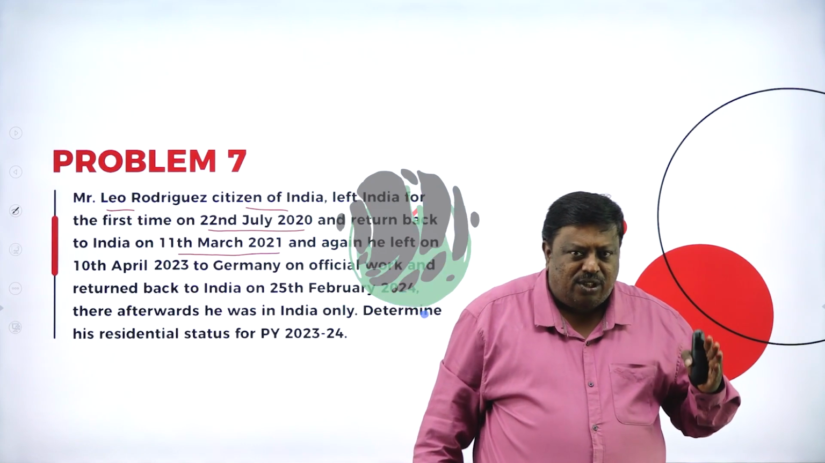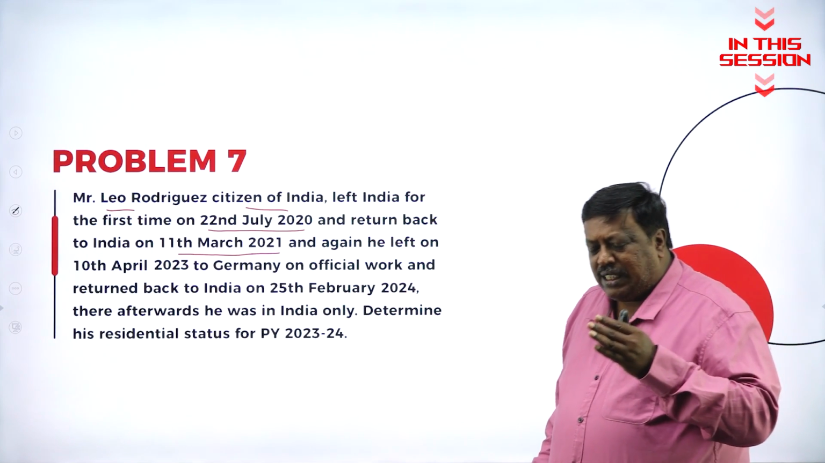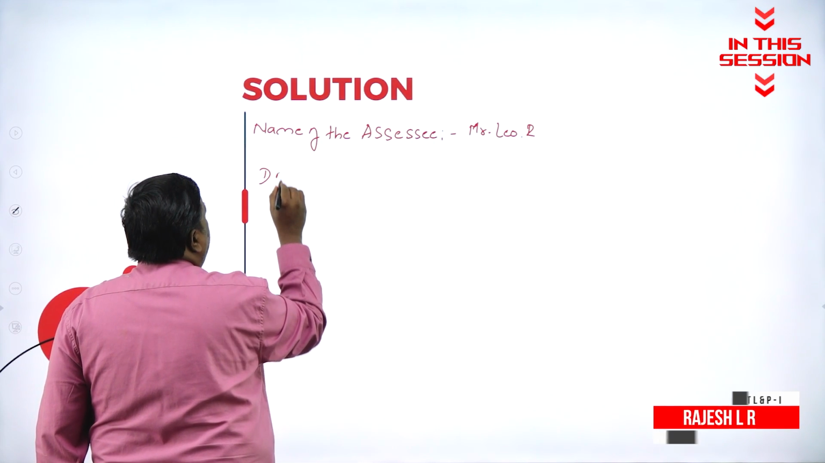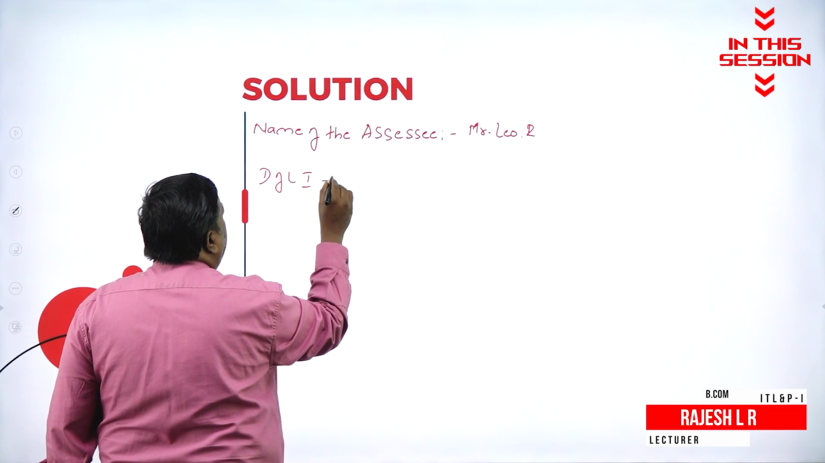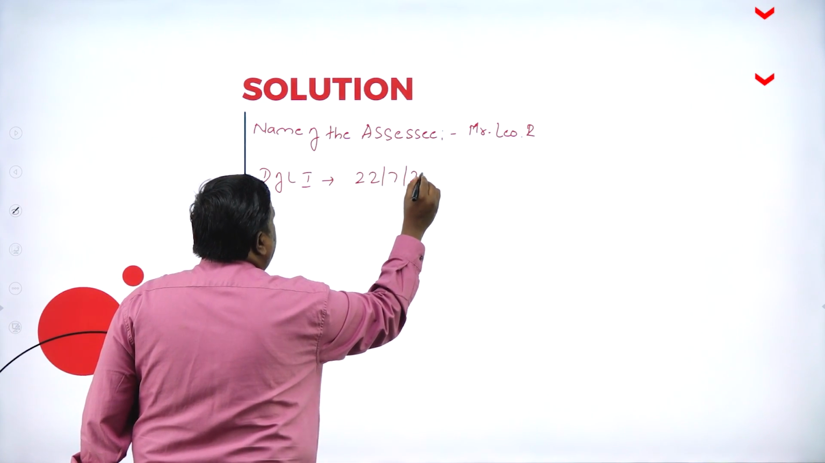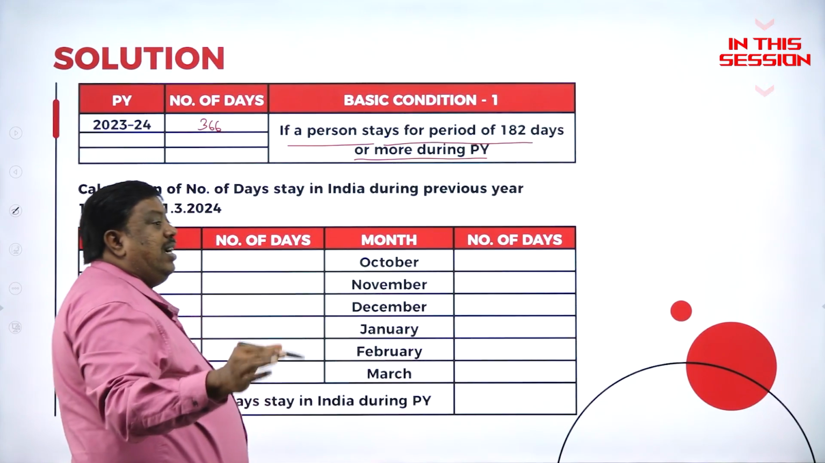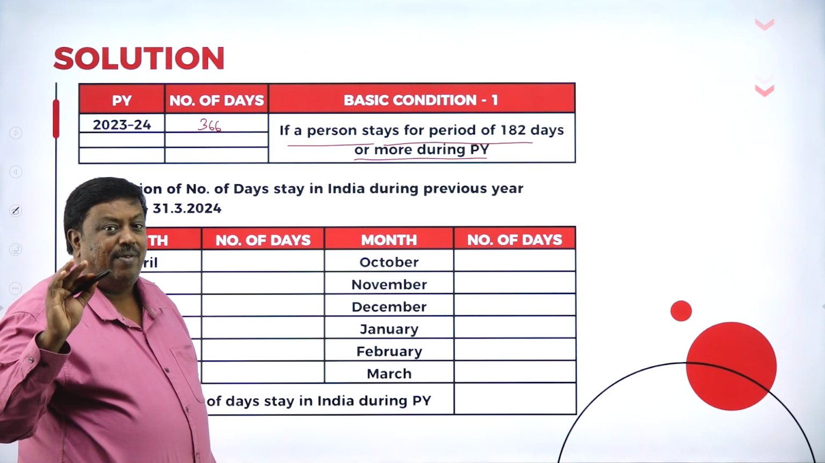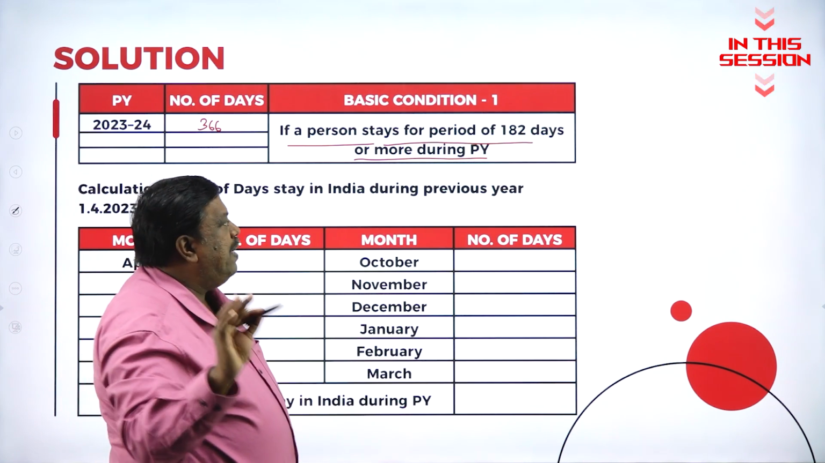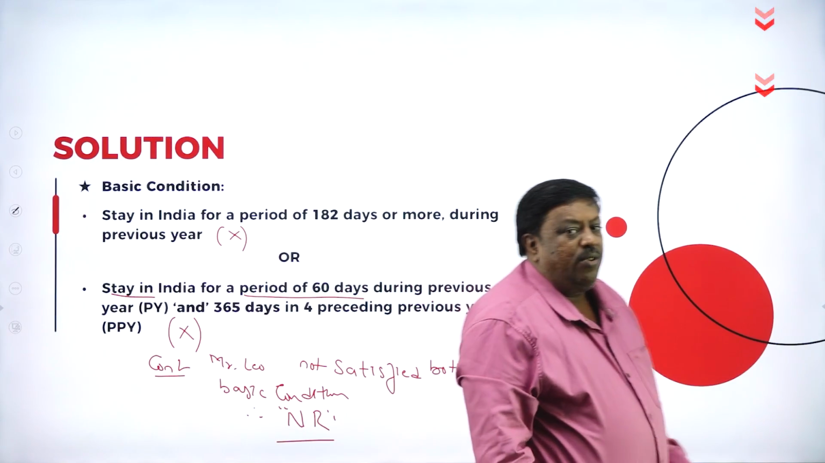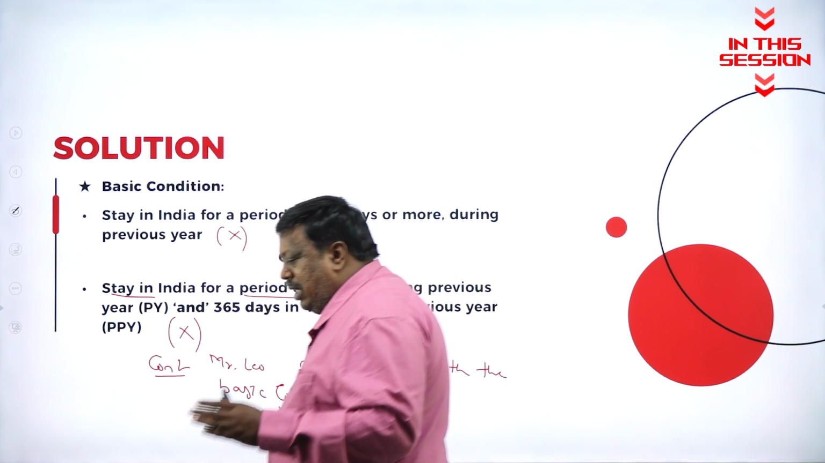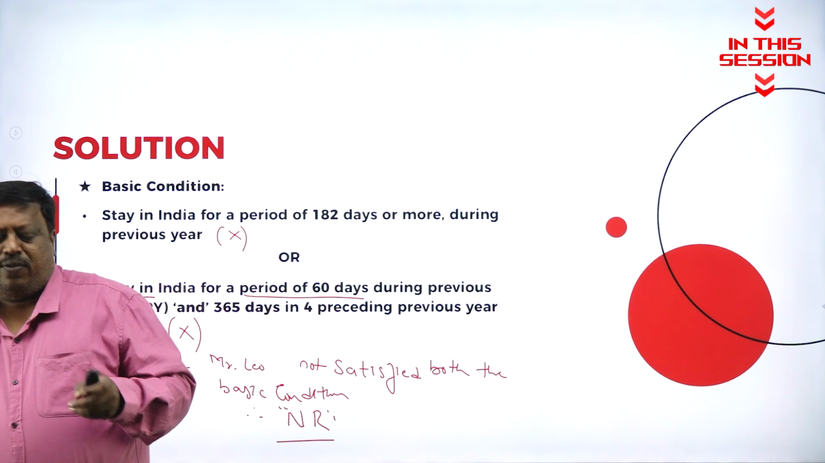Up to 21st July 2020, I was in India only from my birth. Date of leaving India, 22nd July 2020. If I stay in India for more than 182 days or equal to 182 days, I'm satisfying the basic condition. If I couldn't satisfy both the basic conditions, then automatically I'm going to become non-resident for 2023-24.